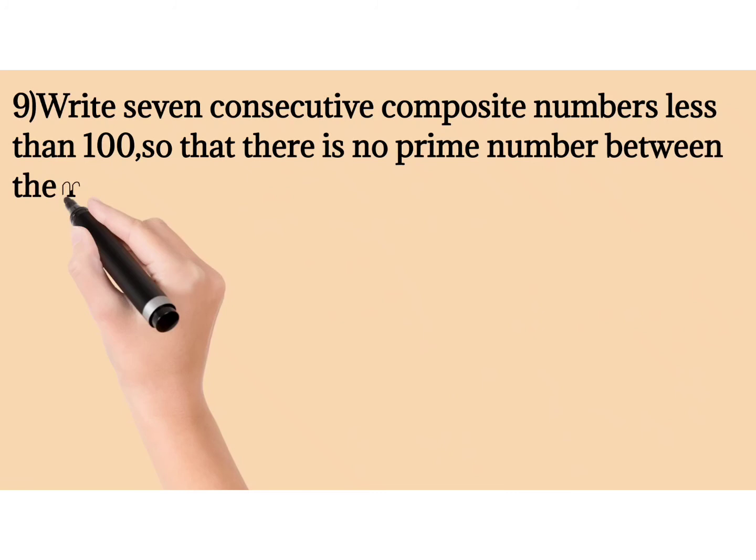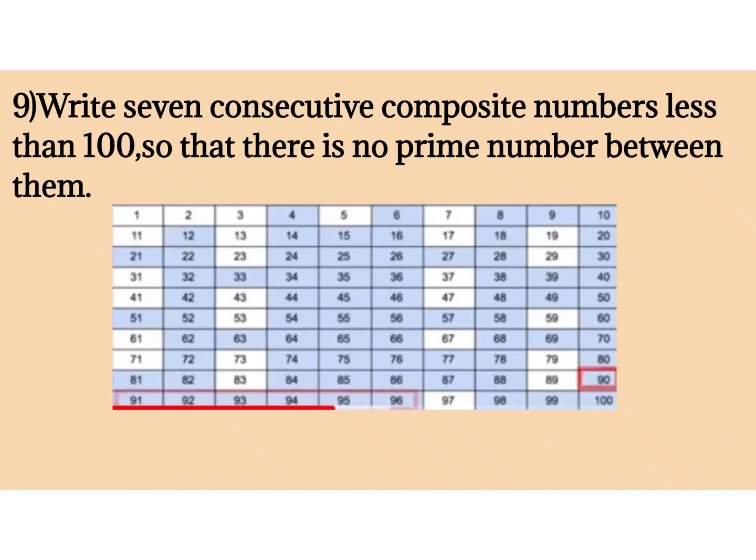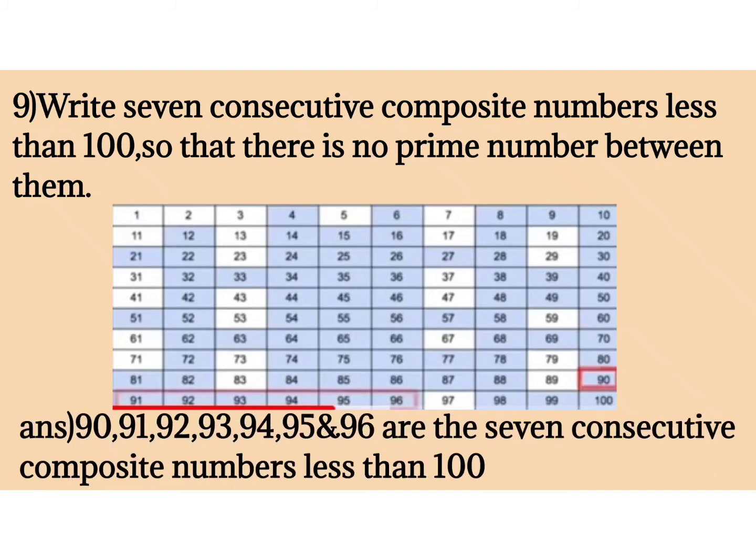Question number 9. Write 7 consecutive composite numbers less than 100 so that there is no prime number between them. Yes, we have to write 7 consecutive composite numbers. What is meant by composite numbers? Yes, a number which has more than 2 factors is called a composite number. Okay, 7 consecutive composite numbers starting from 90. Let's write here 90, 91, 92, 93, 94, 95 and 96 are the 7 consecutive composite numbers less than 100. Clear?